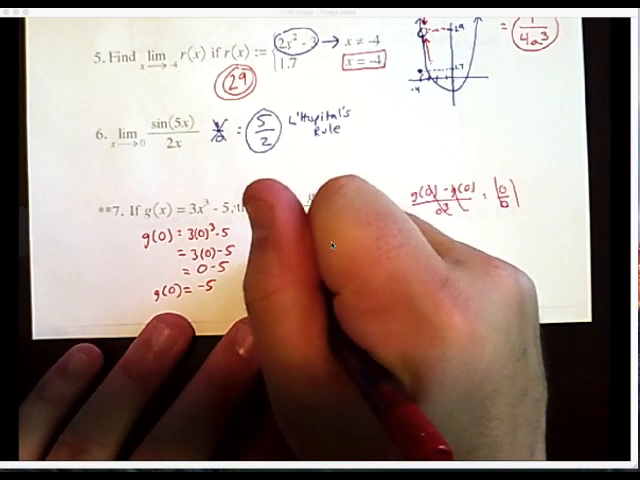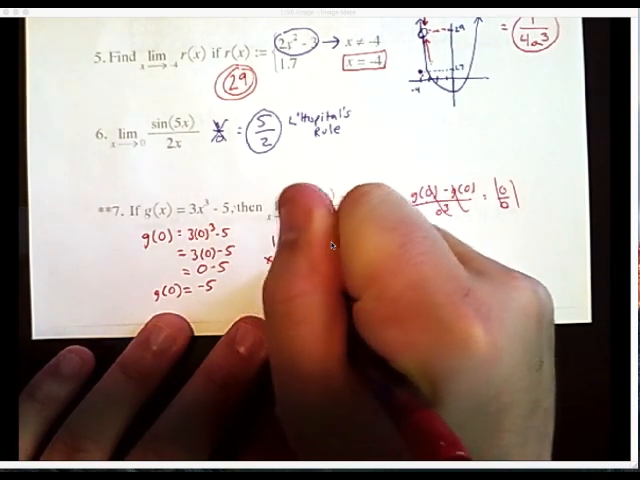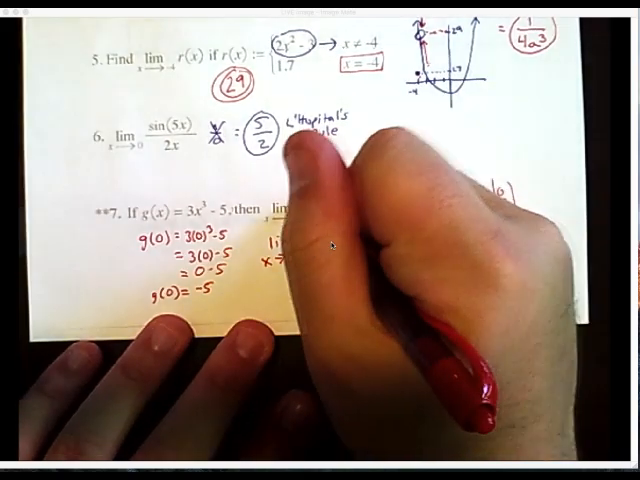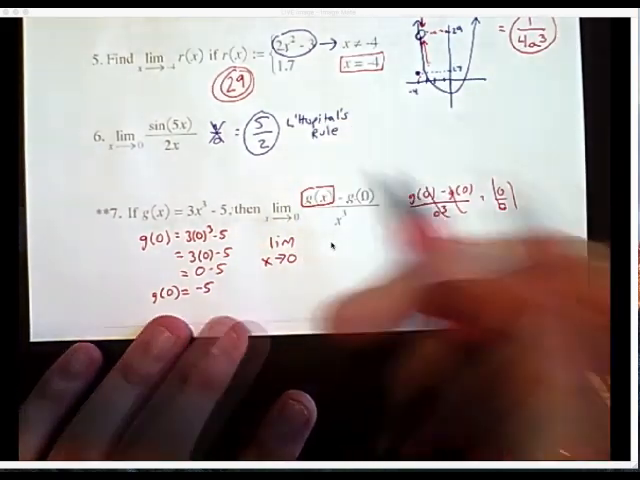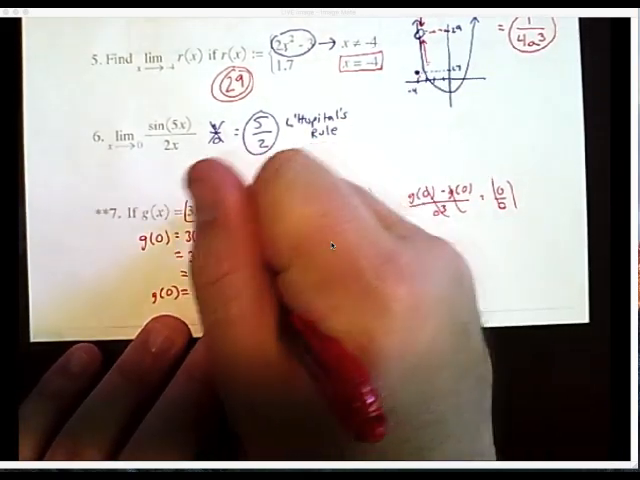So let's rewrite this limit. We can do one more thing, actually. This is simply a g of x. So we know what that equals as well. That equals that.